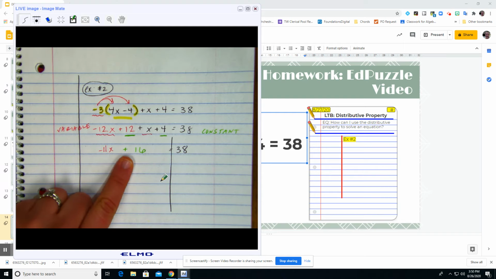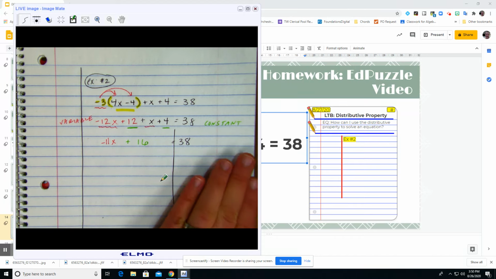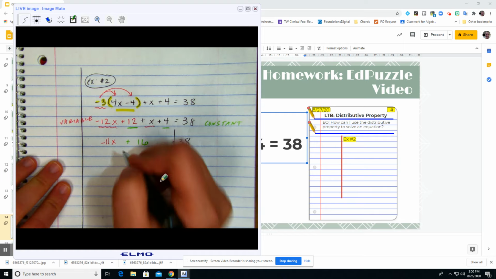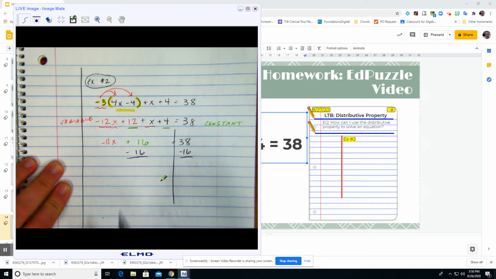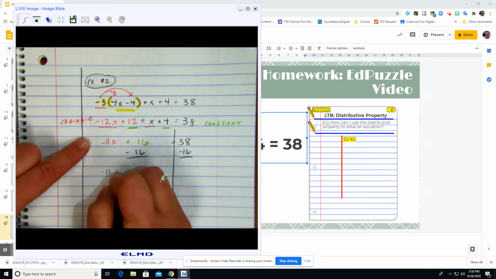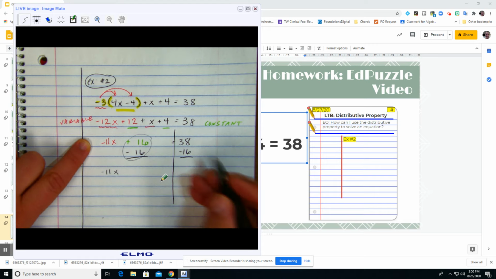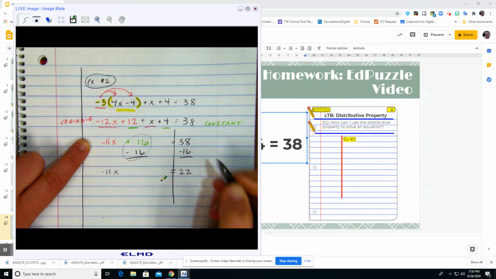So after I've combined like terms on the left side, now I need to see how I can combine all the constants together. It looks like the 16's on the wrong side. How do I undo adding 16? I need to subtract 16 from both sides. So I'm left over with negative 11x. The 16's create a zero pair and go away. Equals 38 minus 16 is 22.